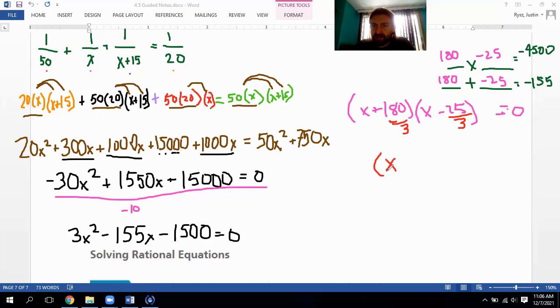Okay, so 180 does divide by 3. That is, actually, you know what? I have my positives and negatives mixed up. Just looking at this here, we're going to have to change some things, right? Not going to change too much. Nope. This should have been a -180 and a positive 25 to get the -155. So that's a -180 and that's a positive 25. Doesn't change too much. All right, so we get not x plus, but we get x minus 60. And then here, 25 over 3 doesn't reduce, so we'll just do 3x plus 25.